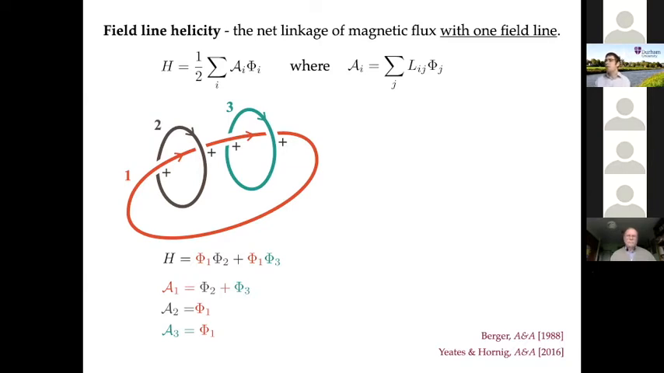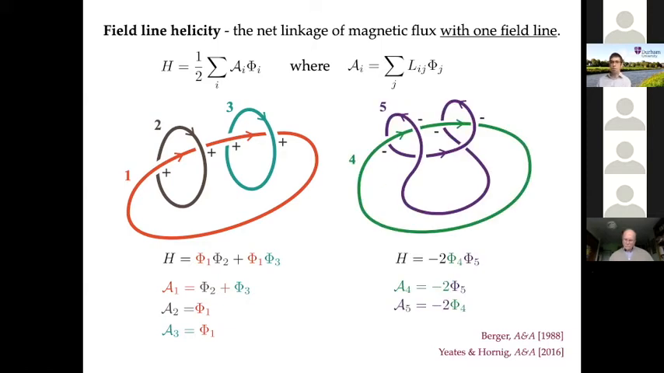So for example, the field line helicity of tube 1, well, it links once with tube 2 and once with tube 3. So it's just phi 2 plus phi 3. Another way of thinking about it is just the magnetic flux passing through tube 1. Similarly, the flux passing through tube 2 is just phi 1, and so on. So that's the field line helicity, and it's still a topological invariant, because you still can't change those fluxes unless you have reconnection. And I really don't have time to talk about it, but it extends to the case of an open boundary in a similar way to the helicity itself.